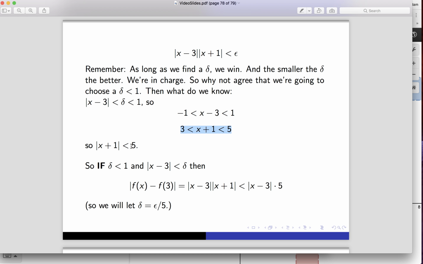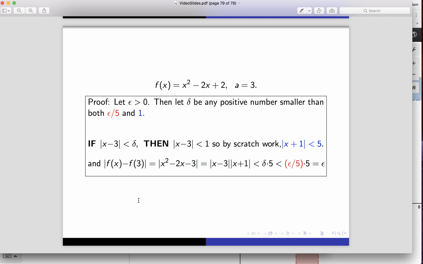What was so important about that was that it guaranteed that x plus 1 in absolute value was going to be at most 5. And then at the ta-da moment in our proof, this was going to mean that delta was epsilon over 5. So let's look at the proof. Let's go through it.